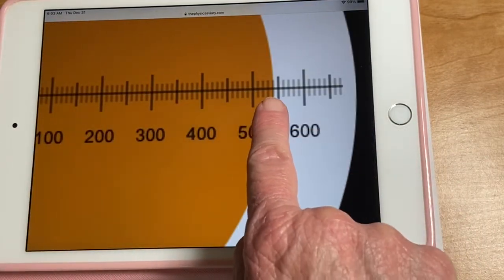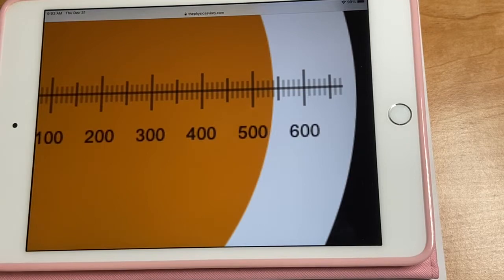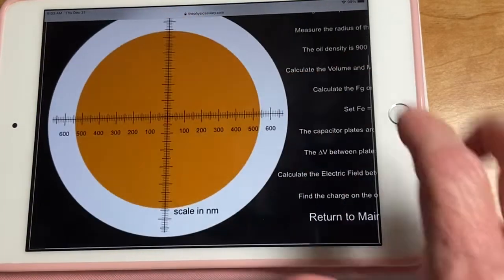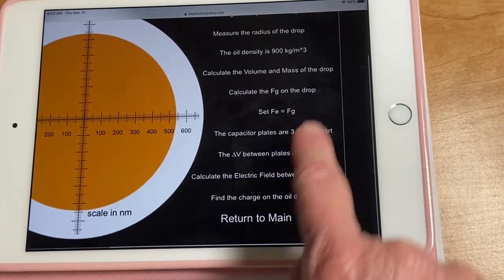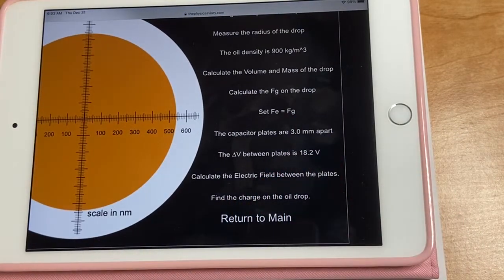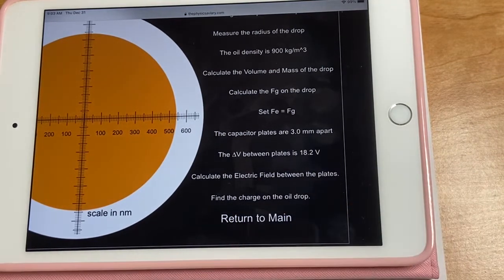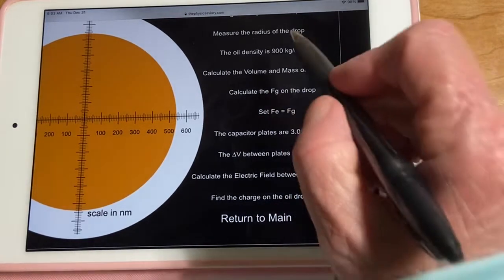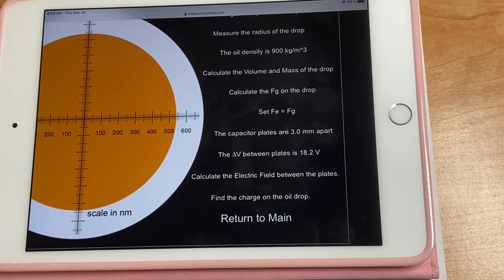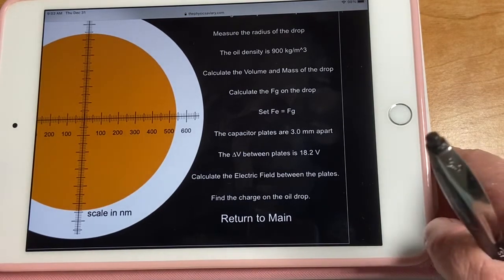It's 540. Let me jot this down. 540, and this is in nanometers. You can see that right here. It also tells me that the voltage is 18.2 volts and the distance between the plates is 3 millimeters. And the density of the oil is 900 kilograms per meter cubed. With that, we're going to do a calculation of how many charges are on this drop. All right, so get your calculator handy.